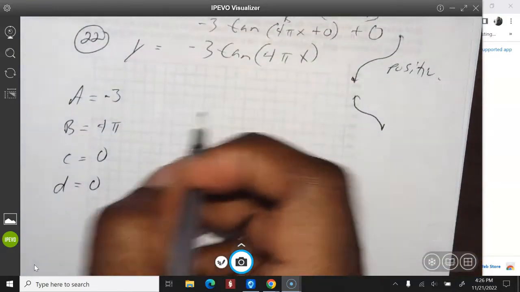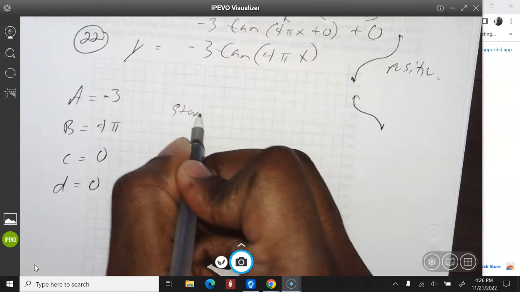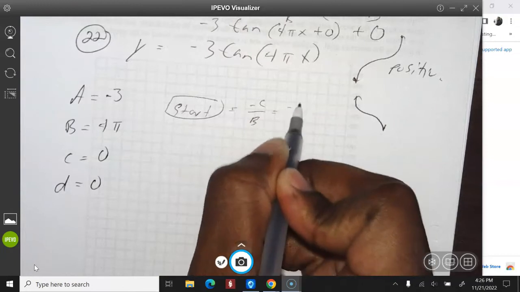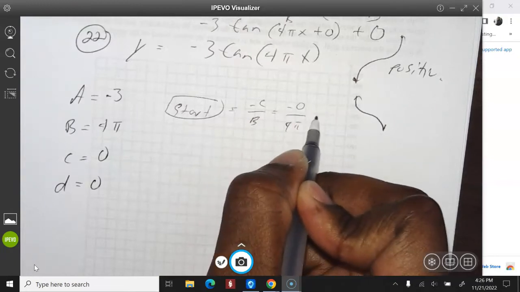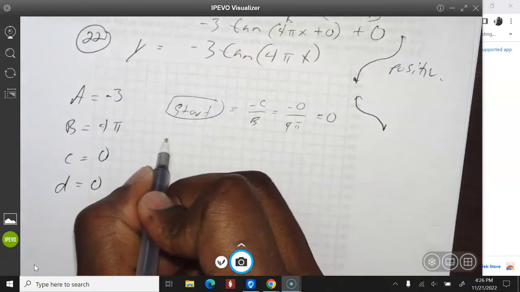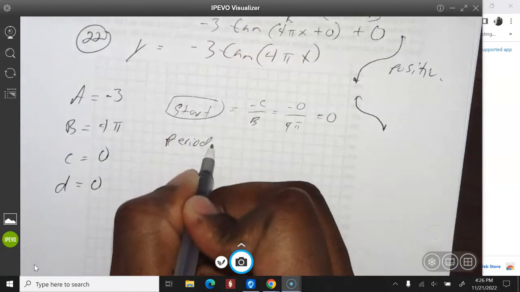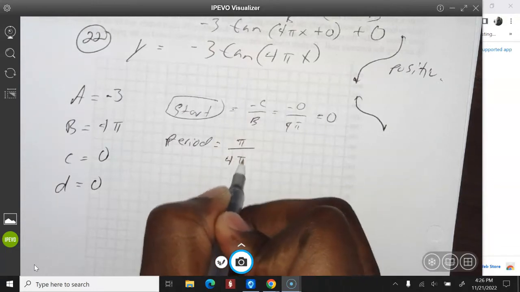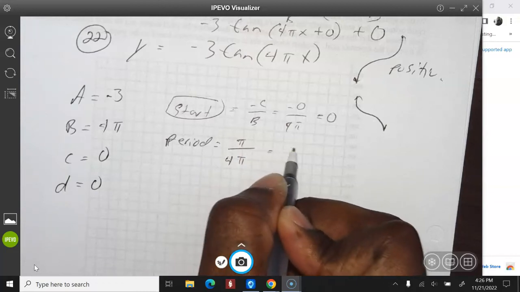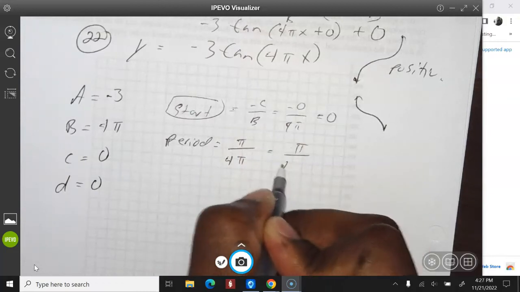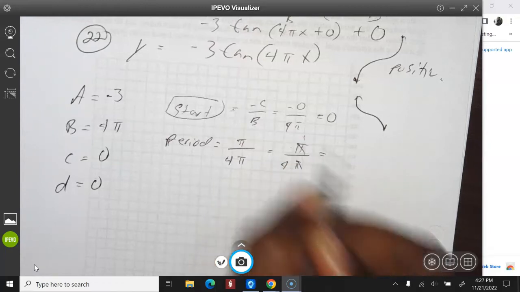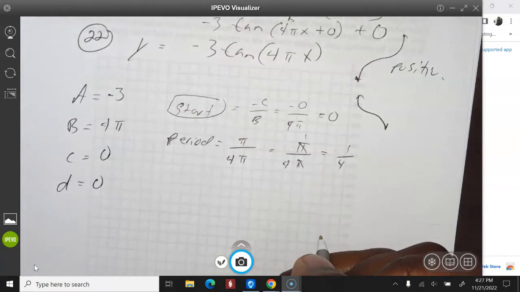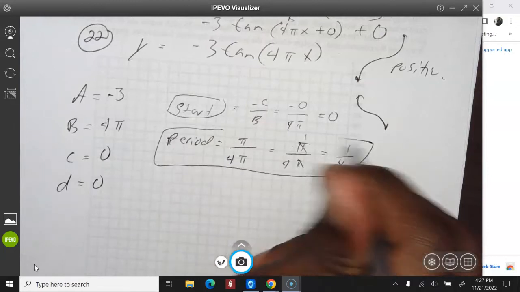All right, so with that said, your first x-intercept should be negative C over B, which is negative 0 over 4 pi, and that's 0. My period, you need that first. So my period is going to be pi divided by B, which is 4 pi. So it's going to give you pi divided by 4 pi. Pi's cancel, give you 1 over 4. So my period is actually a whole number this time. My period is 1 over 4. There's no pi's in it.